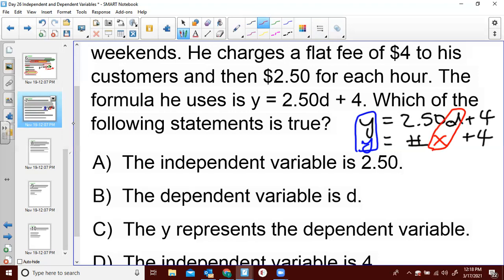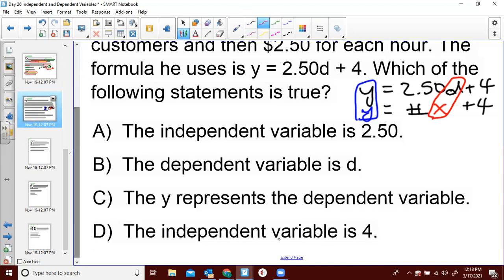So it wants to know what statement is true. All right, so let's read these without rereading the problem. The independent variable is $2.50. Wrong. Can't have a number as a variable. The dependent variable is D. All right, we'll look at that in a second. The Y represents the dependent variable. We'll look at that. The independent variable is 4. Wrong. Can't have a variable be a number. It's going to be a variable, a letter.